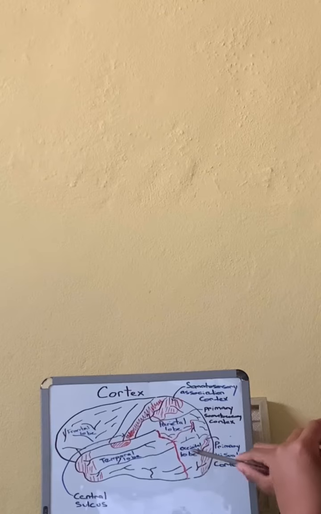The occipital lobe has the primary visual cortex, this area in red, and it also has the secondary visual cortexes, which are close by to the primary visual cortex, and it's a process.